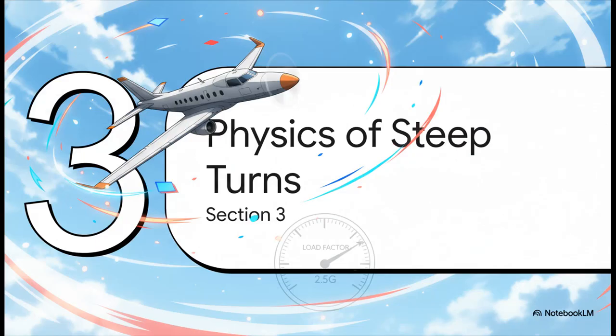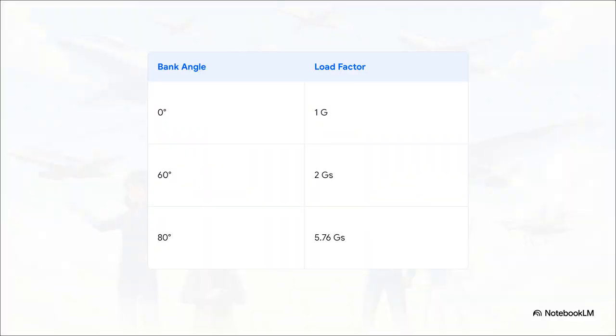Section 3. The physics of steep turns. Okay, here is where load factors become a very real, everyday flying concern. When you're in a constant altitude, coordinated turn, load factor is basically the result of centrifugal force and gravity working together. And look how fast that G load scales up. At 0 degrees of bank, you're chilling at a standard 1 G. But roll into a 60-degree bank, and boom, your load factor is exactly 2 Gs. Highlight that, circle it, whatever you gotta do. A 60-degree bank equals 2 Gs.